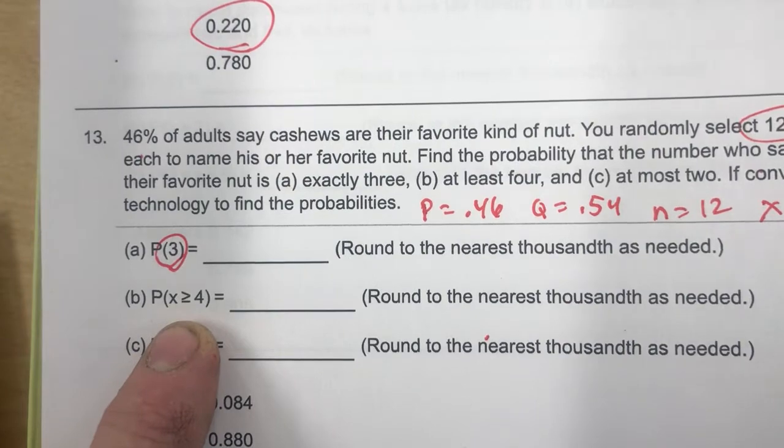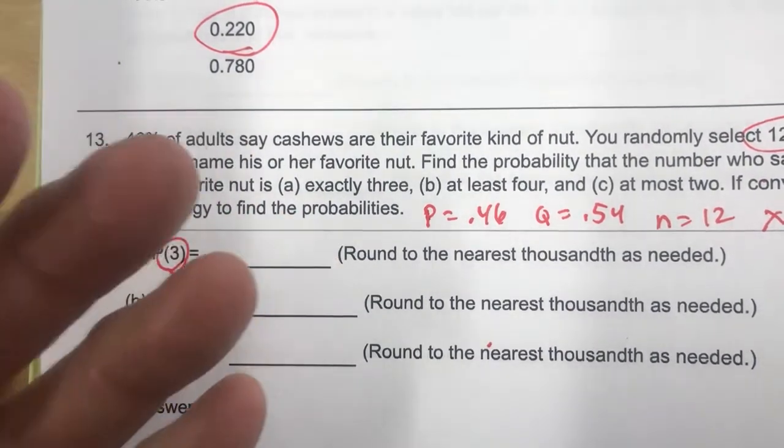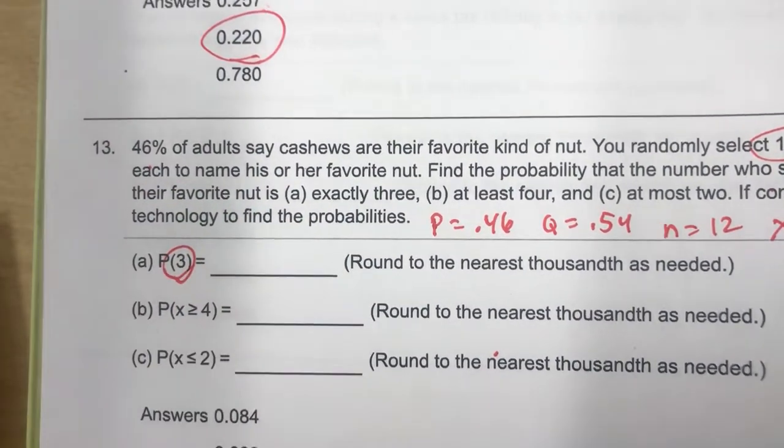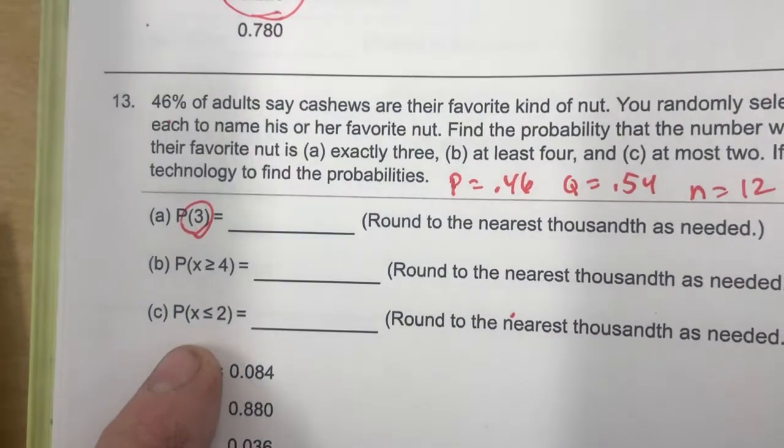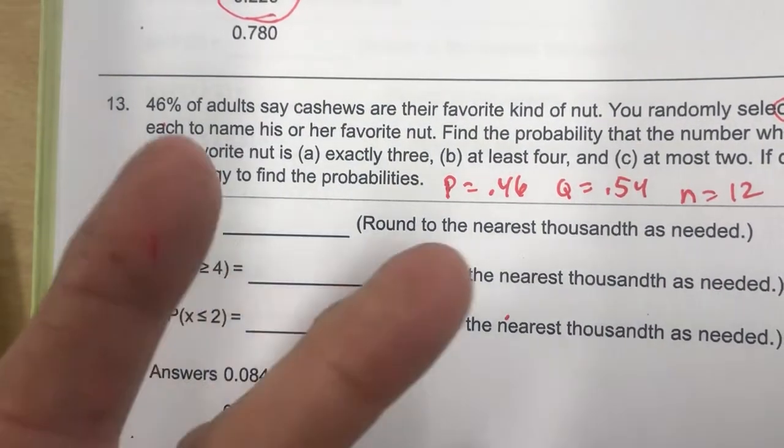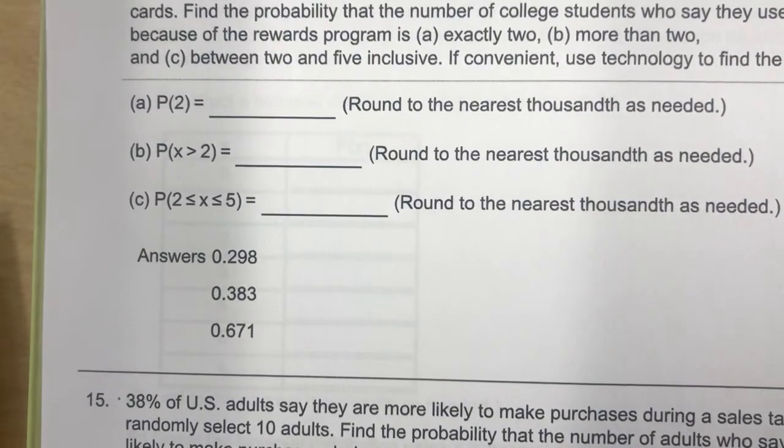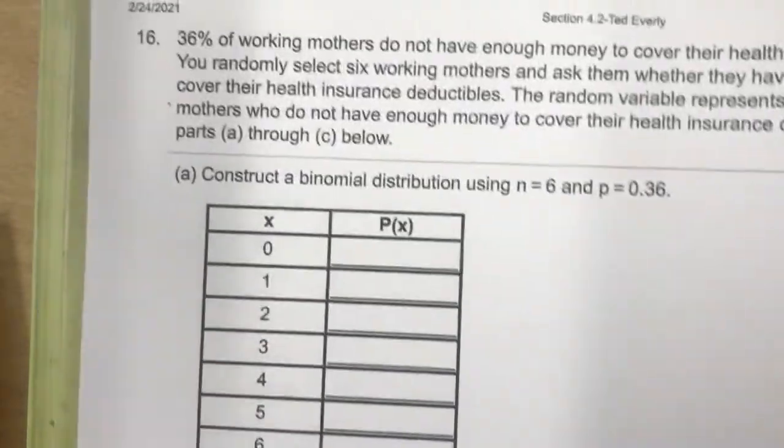All right, the other two. x is greater than 4, which means we can have 4, 5, 6, 7, 8, 9, 10, 11, 12. There's a bunch of them to do there. Right here, x is less than or equal to 2, 0, 1, and 2. There's 3 of them to do for that. Okay. Then we'll skip these.